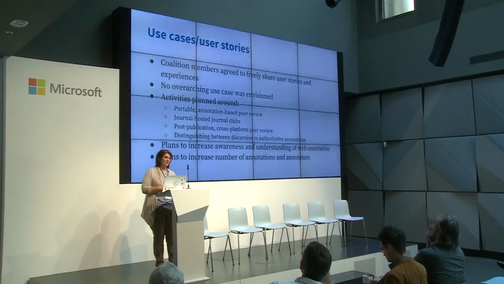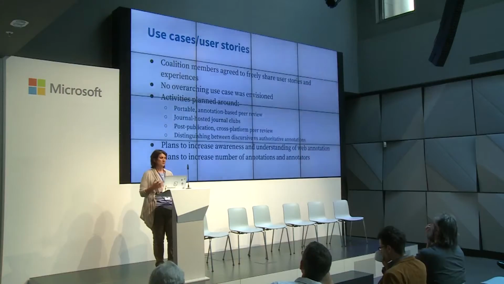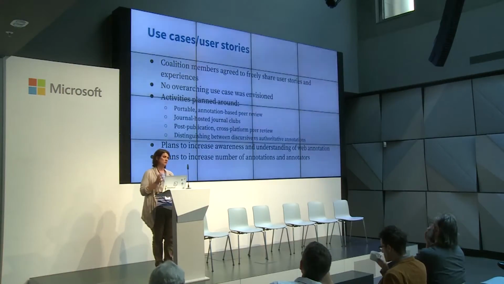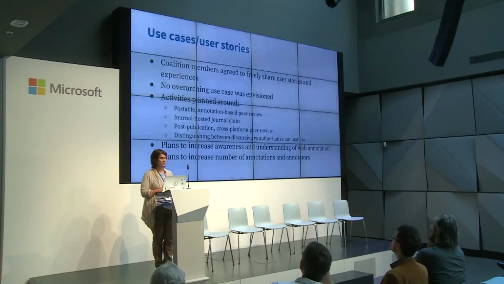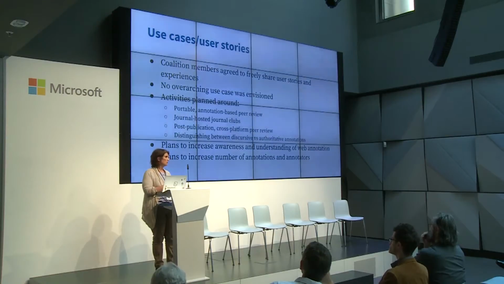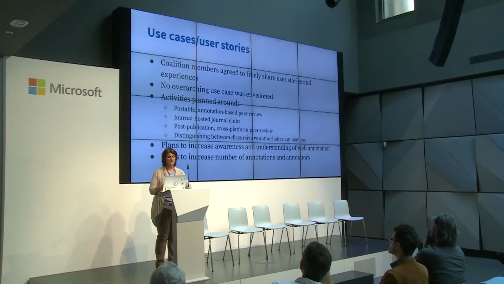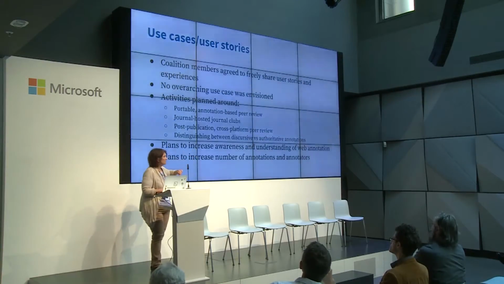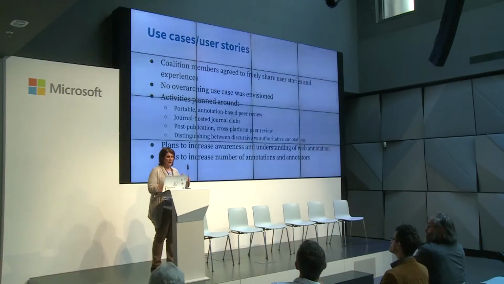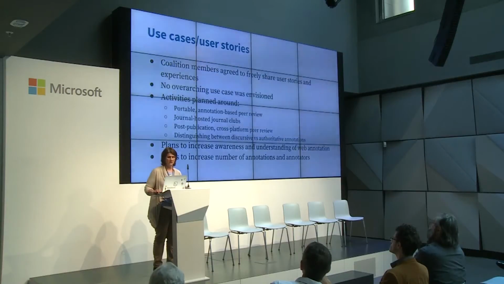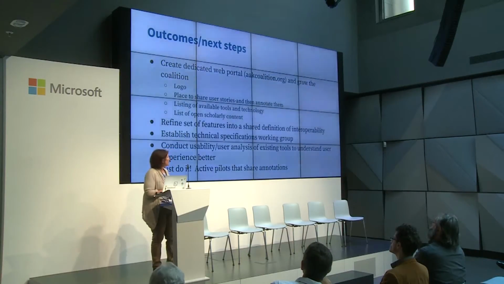A lot of work was spent on coalition members talking about use cases and user stories. And the outcomes, which I think were quite powerful, is that coalition members agreed to freely share these user stories and experiences. There were no overarching use cases, but there were smaller use cases where people had annotations and they were going to say, yes, let's actually look at how something like this would work. We've all agreed to increase awareness and understanding of web annotation and discuss various strategies to increase the number of annotations and annotators. So what are the next steps?